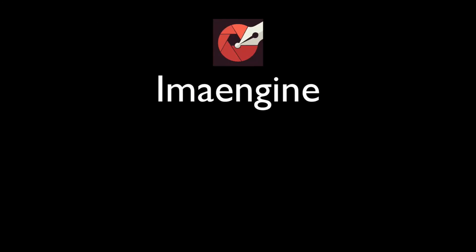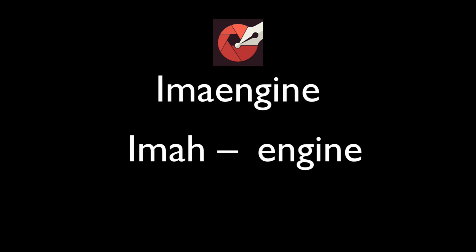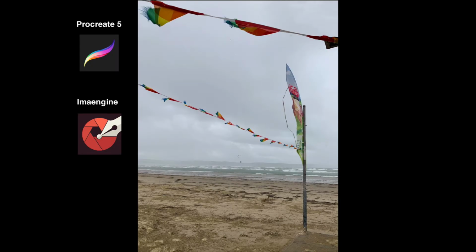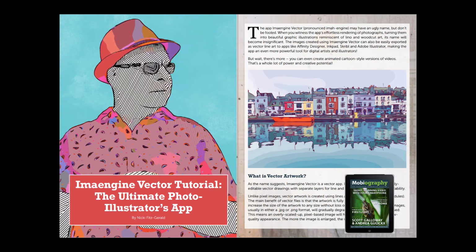Actually, throughout this video I've been pronouncing the app Imaengine wrong, so apologies for that, but it's actually pronounced Imaengine, which is a bit of a mouthful, but there it is. Imaengine is a great little app. I did an article with Mobiography on it recently, and it basically can make an image look very illustrative, very graphic, and I really like that feature.